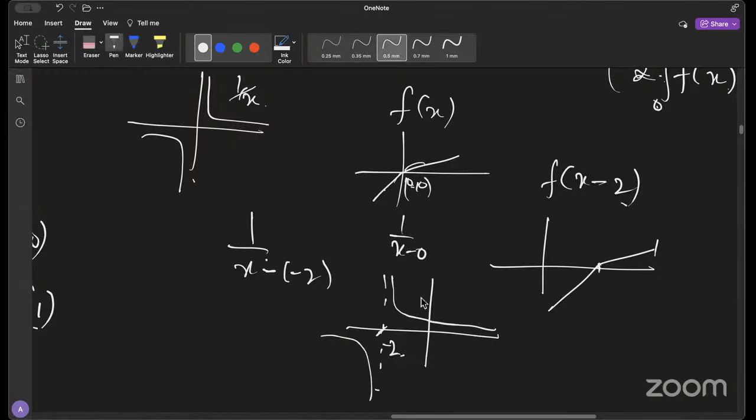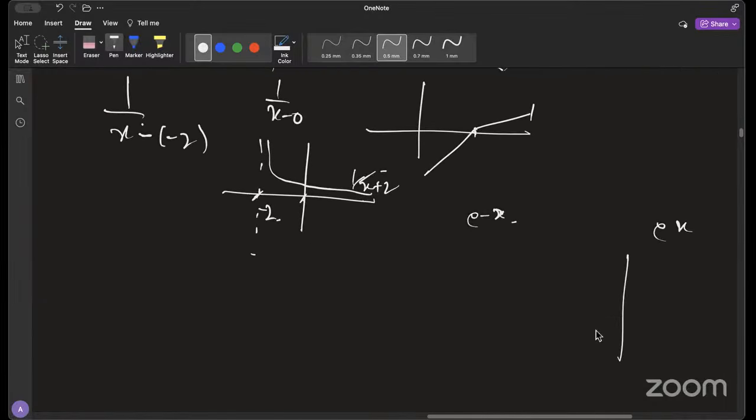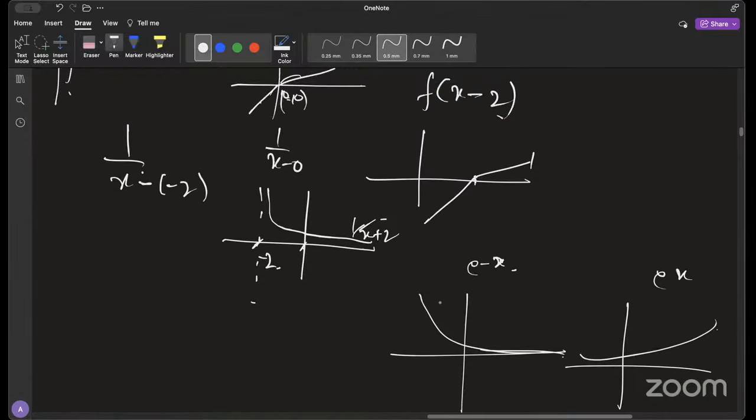Because we're doing the integration from 0 to 1, we don't need this part. You can forget this one. So this is your graph for 1 by x plus 2. And the graph for e to the power minus x we already discussed: e to the power x looks like this, and e to the power minus x looks like this. So this is going to look like this.